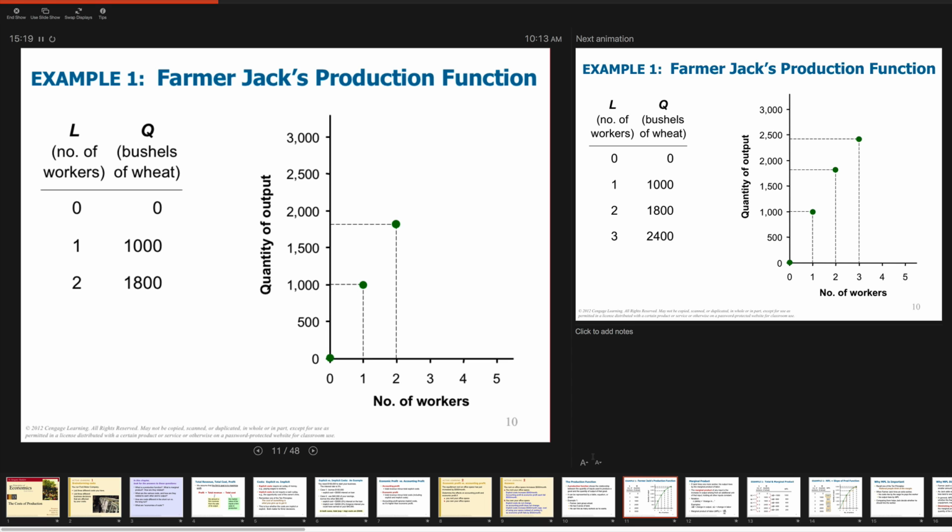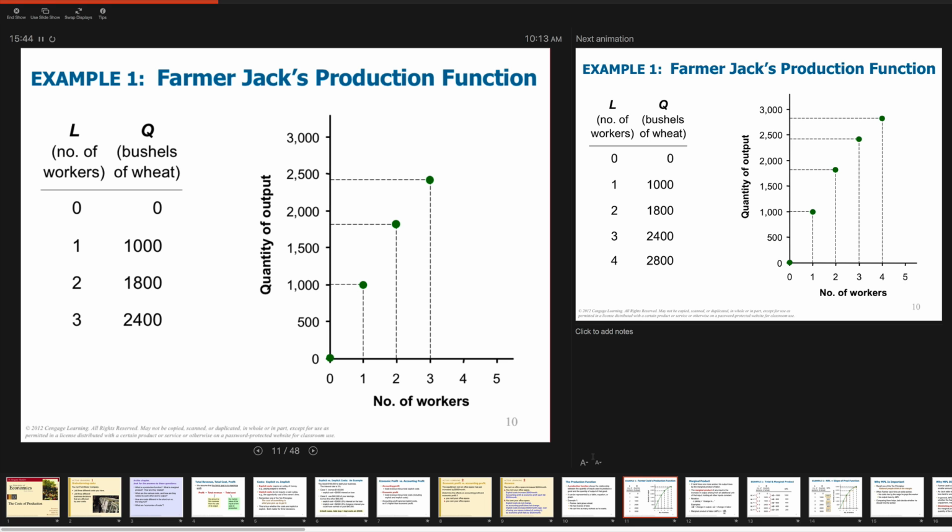Maybe one worker isn't as good as the other. Or if you hire a second worker, you can't hire as much seed, you don't have that much wheat maybe? No, it's not about not being able to get the other inputs. The only input we're considering is labor.